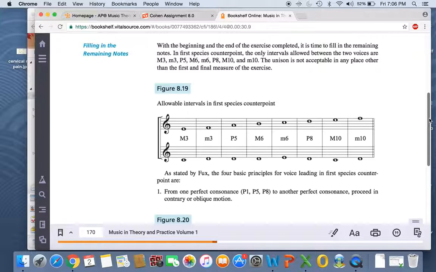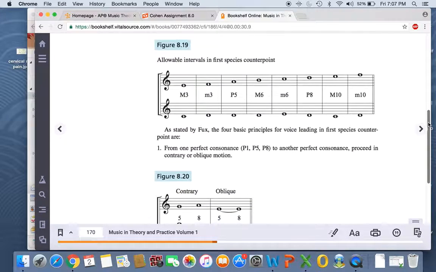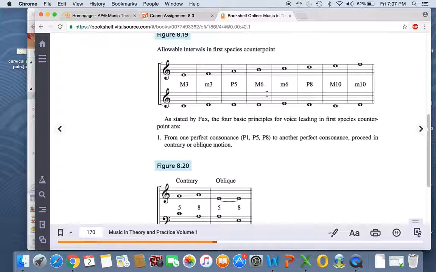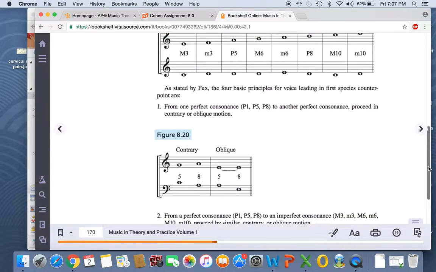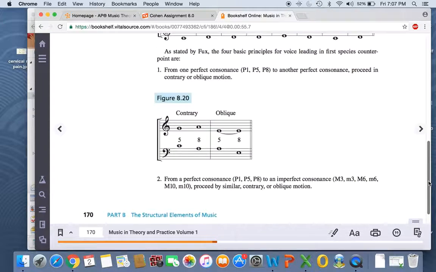Filling in the remaining notes. With the beginning and the end of the exercise completed, it's time to fill in the remaining notes. The only intervals allowed between the two voices are the two types of thirds, perfect fifth, the two types of sixths, perfect octave, and the two types of tenth. The unison is not acceptable in any place other than the first and final measure of the exercise. Read that to yourself again. That's huge. So here it gives you the outline of what those intervals are and what they look like. And then the 4 basic principles of voice leading.